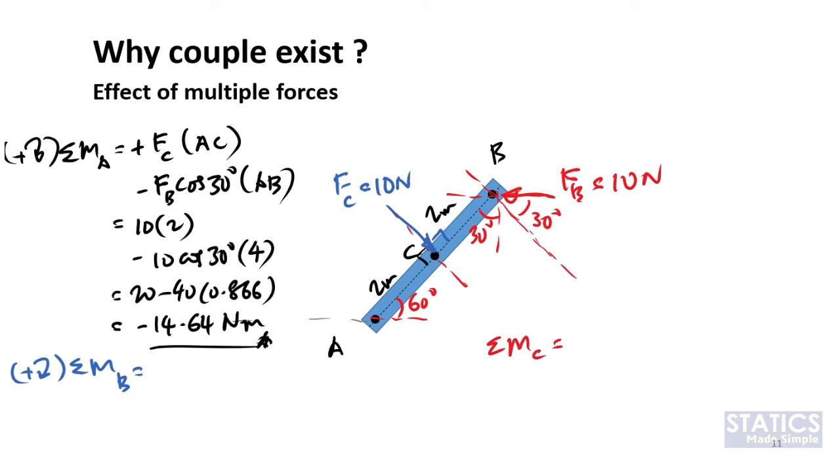We can do the same, taking moment at B. FB is passing through point B, so no moment there. The only moment is coming from this FC. Moment due to FC at B will be equal to, since it is rotating counterclockwise, minus FC times 2. So we have minus 20 there.